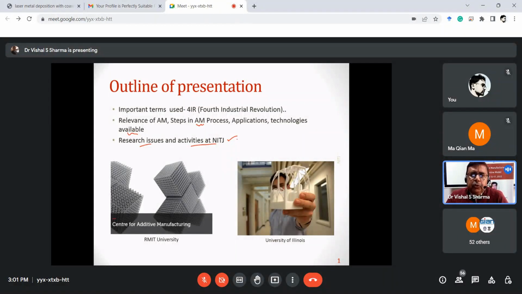Currently, more than 200 universities worldwide are actively engaged in research in the domain of additive manufacturing. I'm particularly inspired by two universities. One is RMIT. You know the reason, and professor is here from this center of additive manufacturing, RMIT University. There is another university in USA, University of Illinois. I'm quite inspired by the kind of activities they do in the domain of additive manufacturing.